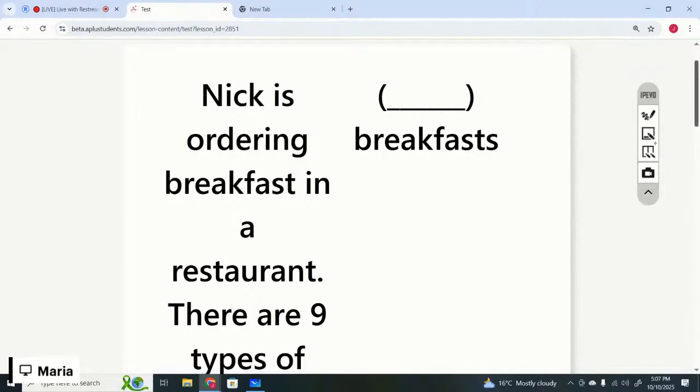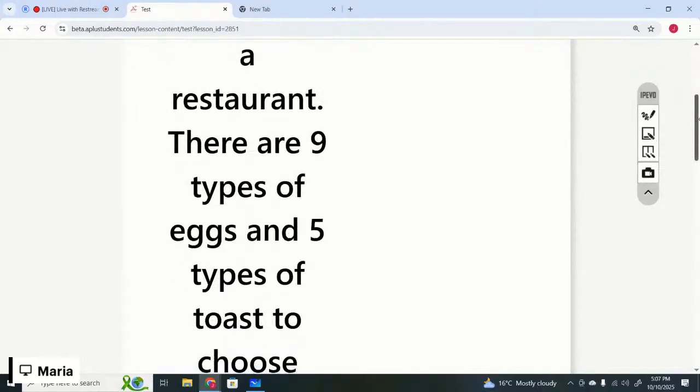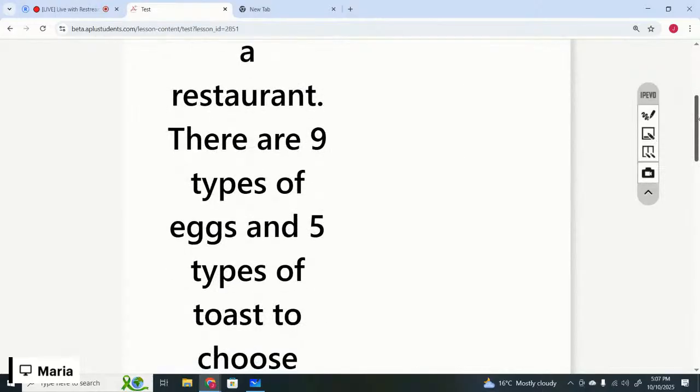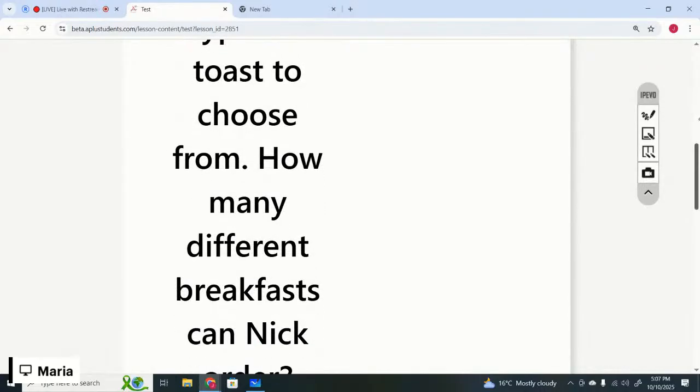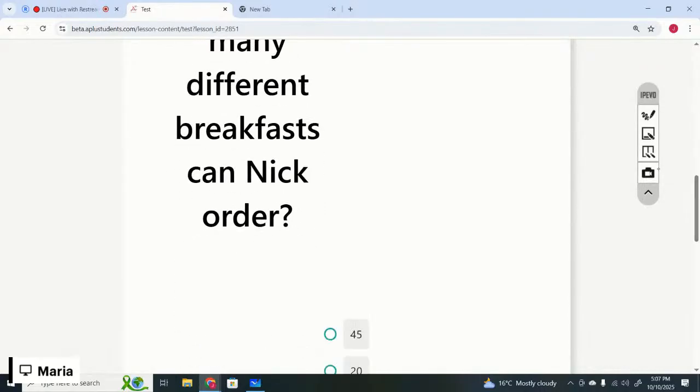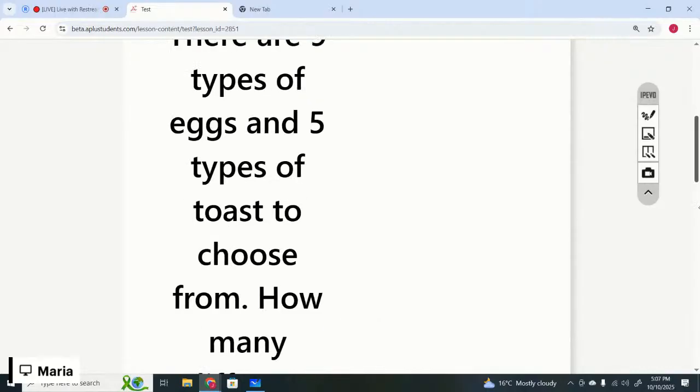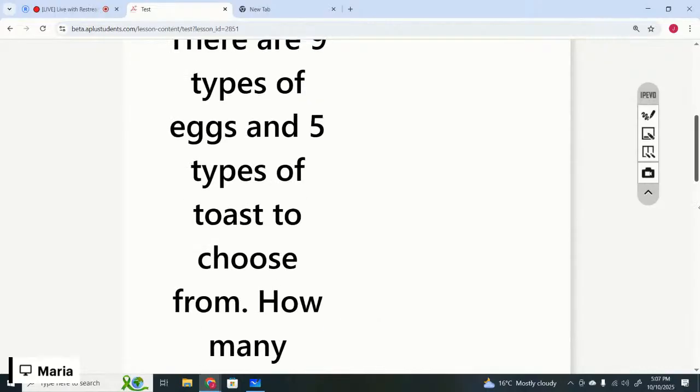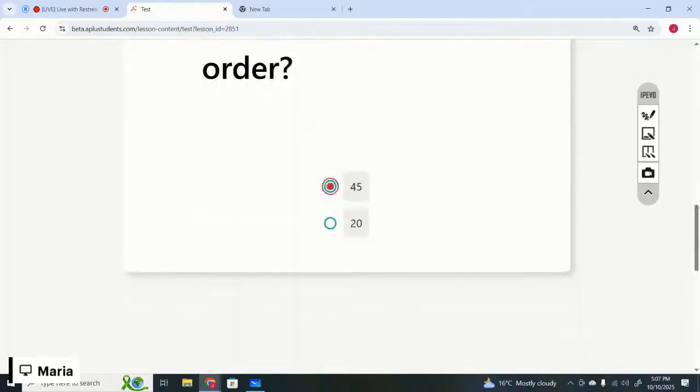Nick is ordering breakfast in a restaurant. There are 9 eggs and 5 types of toast to choose. Order. So 9 times 5 is 45. One is the correct option.